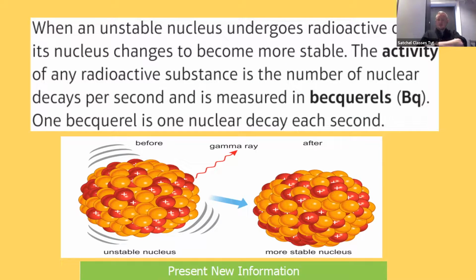We've encountered this before. The activity of any radioactive substance is literally the number of nuclear decays every second, and it's measured in a unit called becquerel, Bq for short. 1 becquerel is 1 nuclear decay every second, so it's 1 nucleus decaying to become more stable every second.